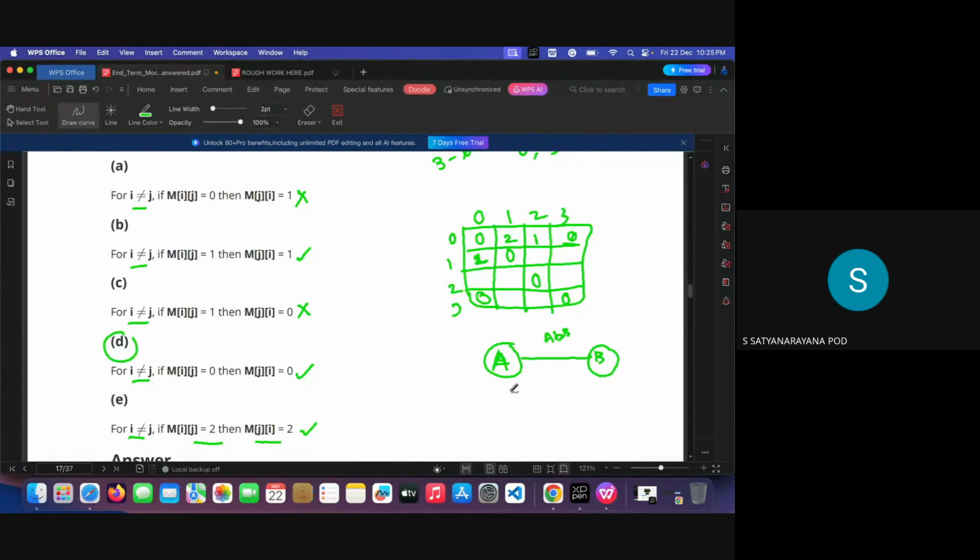Absolute value means that A might be bigger than B, or B might be bigger than A. Right, sir. So in that case, if this is true, this is true. But here we are taking an undirected graph. Undirected graph means absolute value. So if an A to B path is there, then a B to A path is also there. If an A to B path is not there, then a B to A path is also not there.